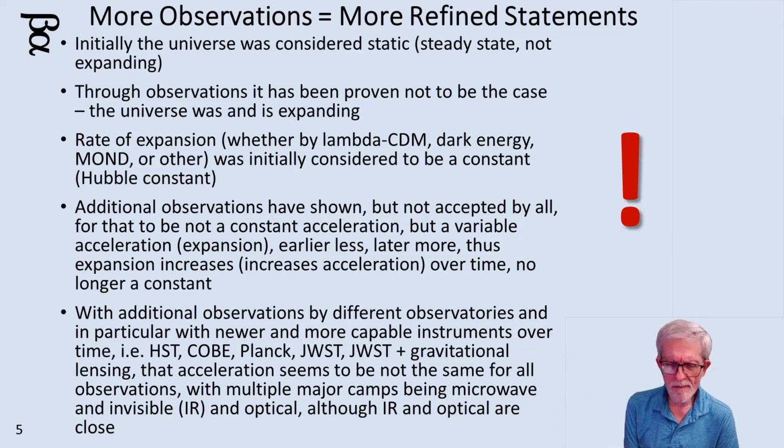Now, we're not going to talk about why it's expanding, be it lambda cold dark matter, dark energy, modified Newtonian dynamics, or any of that stuff. We'll leave that for other people to discuss. Just remember that the expansion rate was initially considered a constant, and this was referred to as the Hubble constant. A constant is an unchanging value.